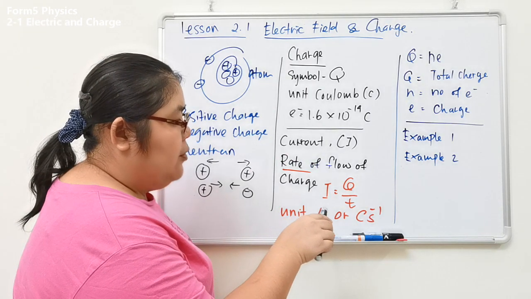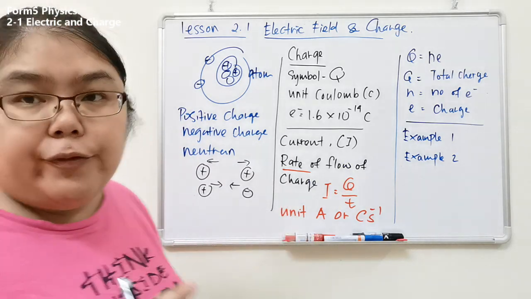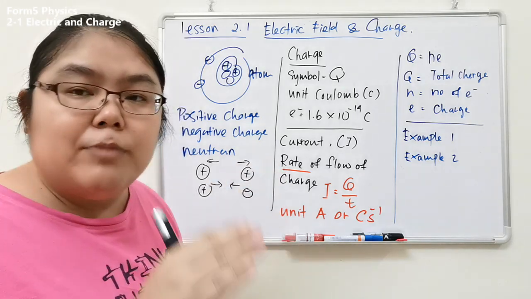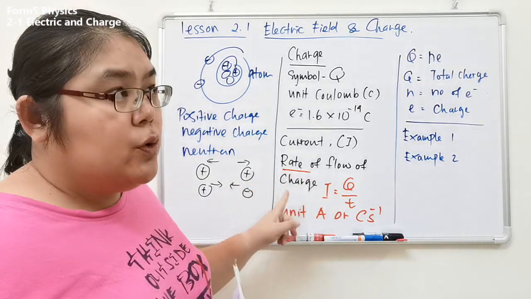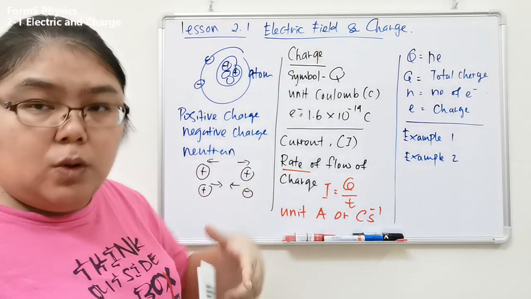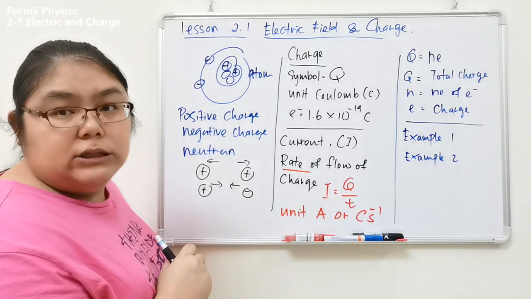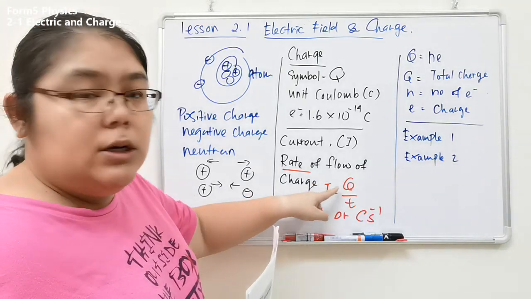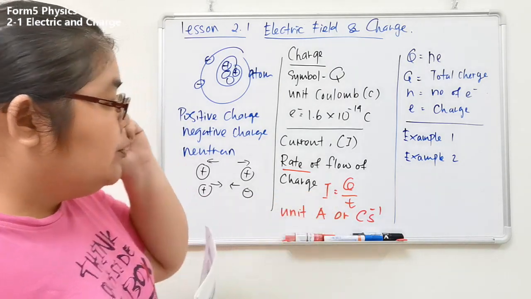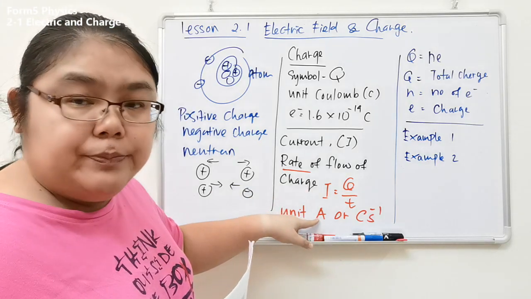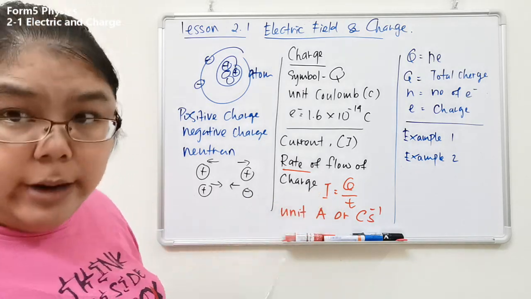Rate of flow of charge. Remember I told you about rate of. What's the meaning of rate of? Rate of means the formula must be over time taken. So rate of flow of charge: the charge at the top, then the time taken below. So the formula is I equals Q over T, where Q is the charge over the time taken. The unit for current is ampere. You can also write coulomb per second. So this one we call current.